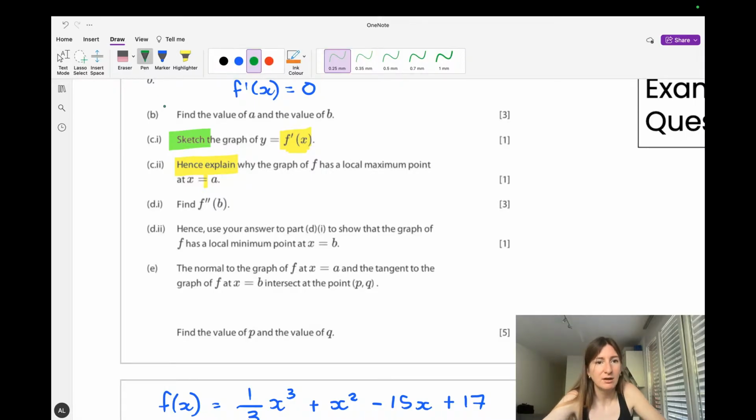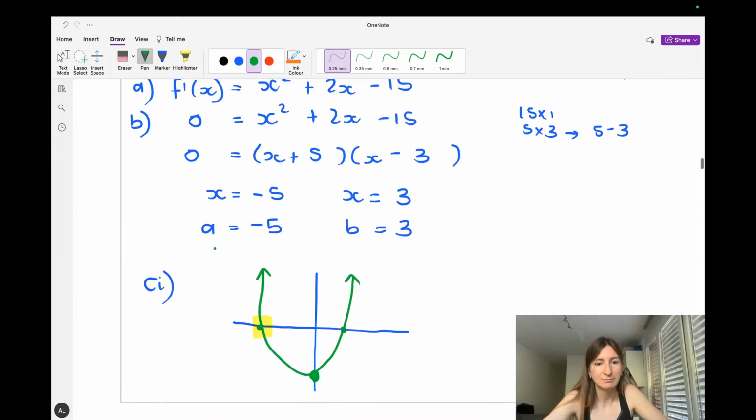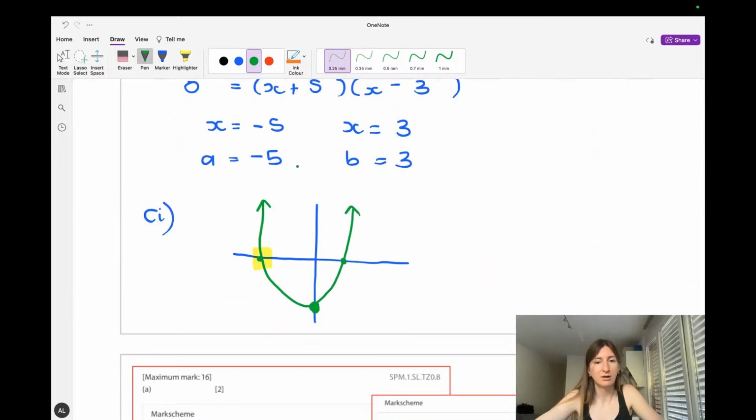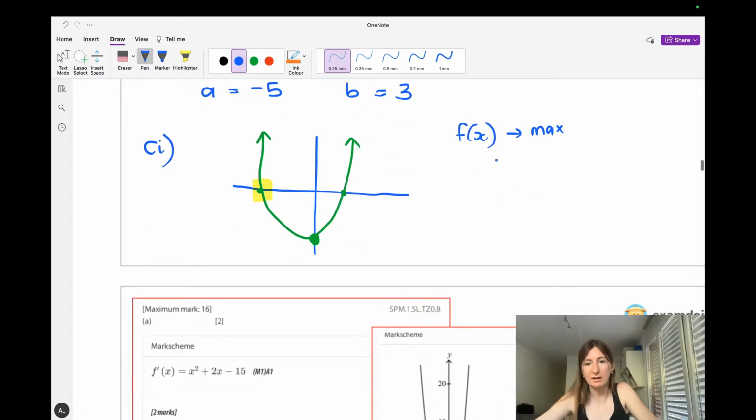So if we think about there being a maximum on the graph, not this graph, but on the original graph, on f of x, a maximum on f of x, let's say it looks like that.